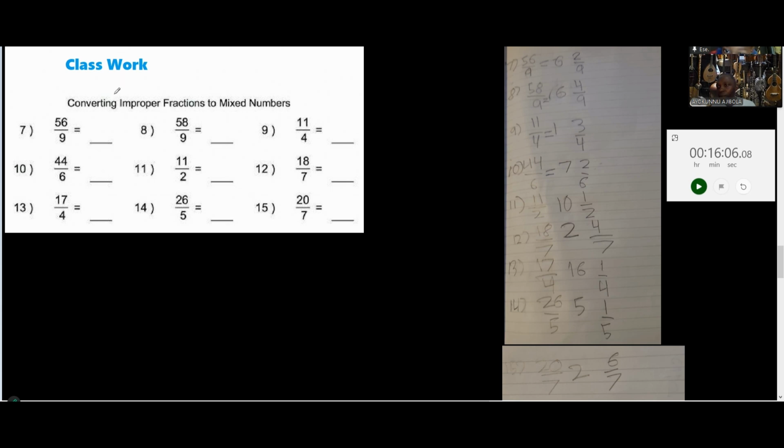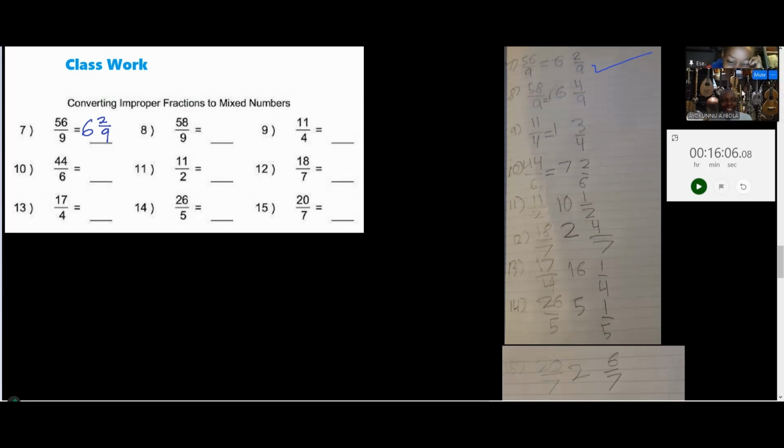So the first one, how many times can 9 go in 56? That is 6 times. 9 times 6 is 54. So if I remove 54 from 56, I have 2 remaining over 9. And that's correct. Okay?